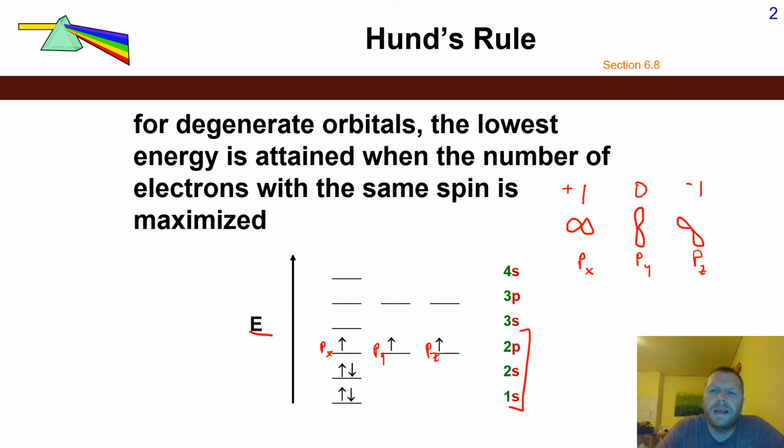Where would we put our 8th electron? Well, our 8th electron would go into the 2p sub x orbital. Those two electrons in our p sub x, they have opposite spins, so that's good. Now if we put our 9th electron, well, that would be the p sub y and then the p sub z.